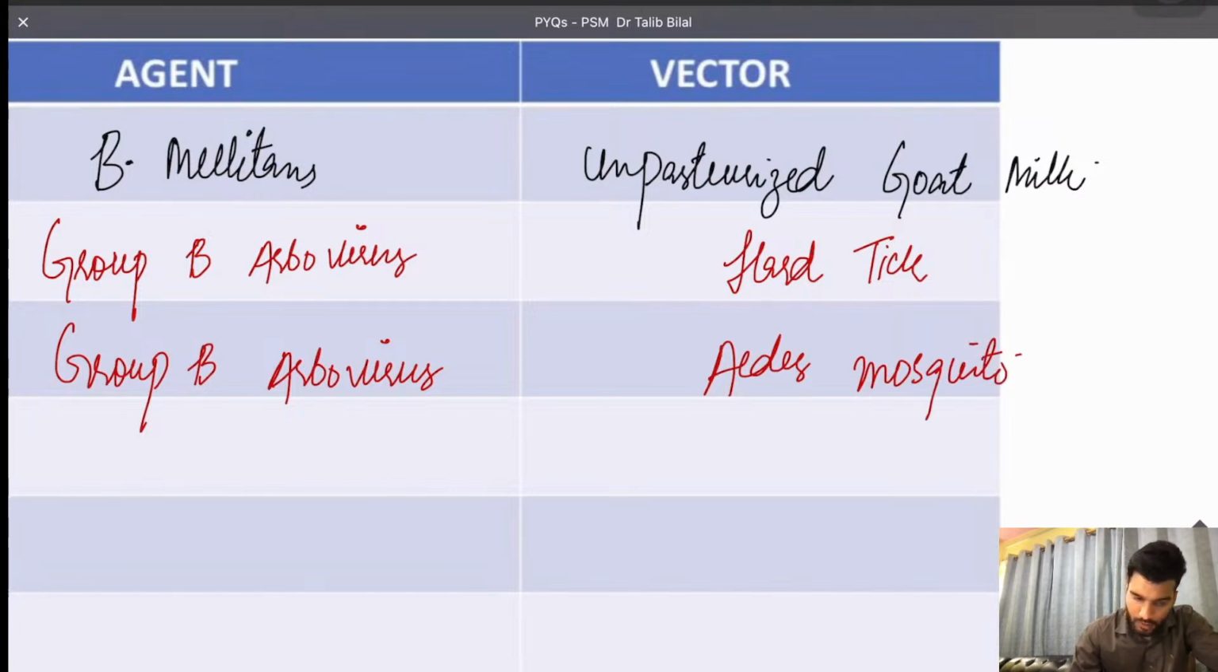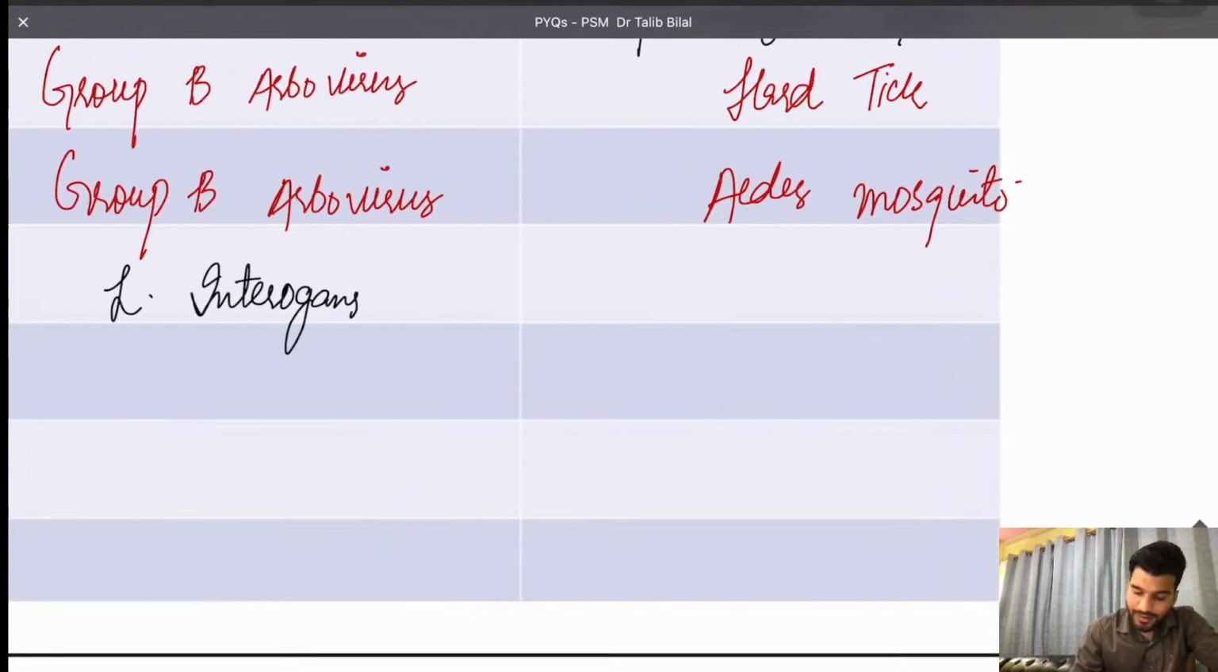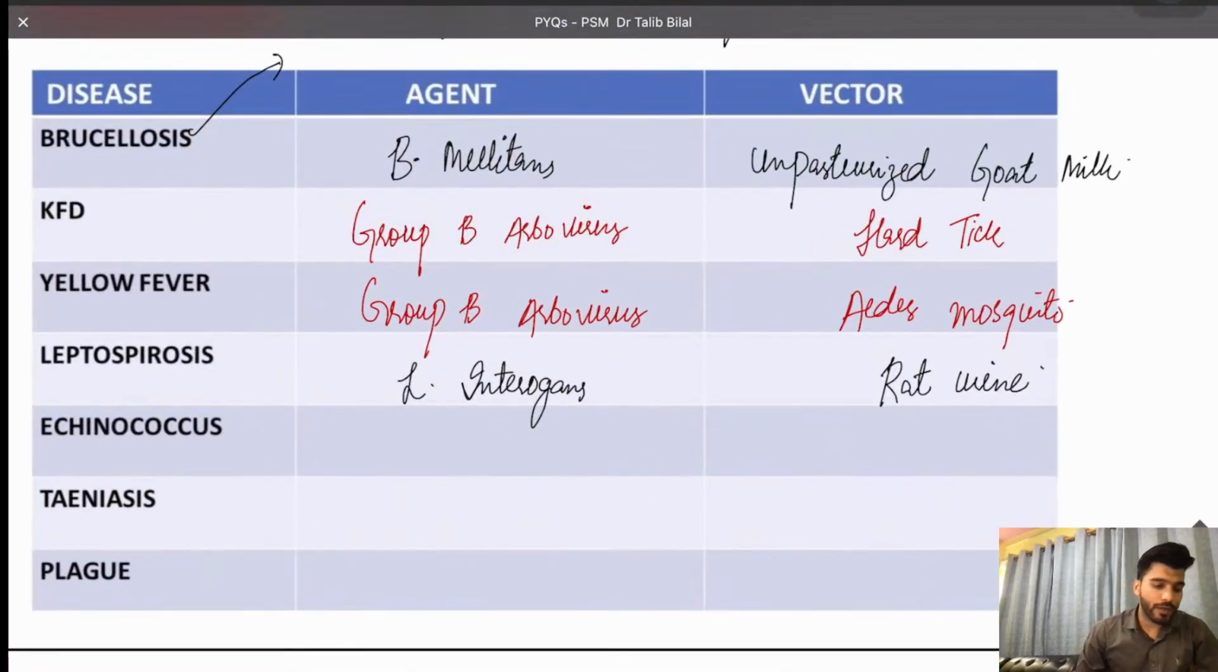If I talk about leptospirosis, it's L. interrogans. And if I talk about the vector, it will be rat urine. It is due to the rat urine. Can anyone of you tell me what will be the drug of choice for leptospirosis?